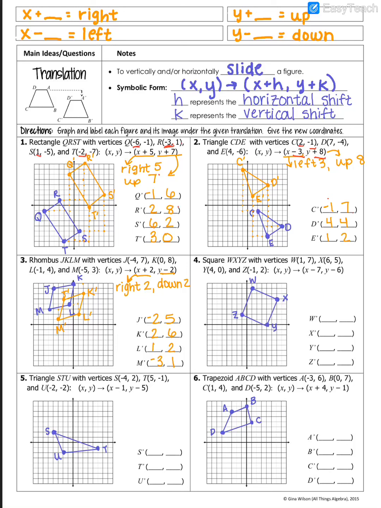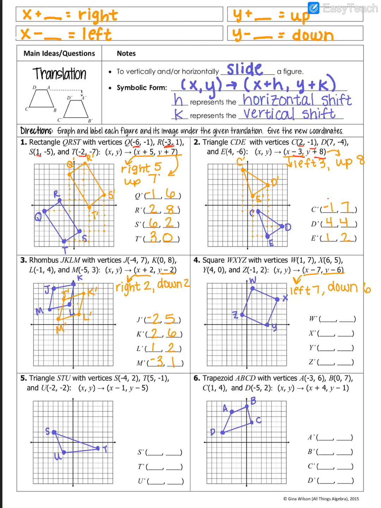Okay, so rule, x minus 7, y minus 6. So we're going to be moving this one quite a bit. We're going to move it left 7 and down 6.